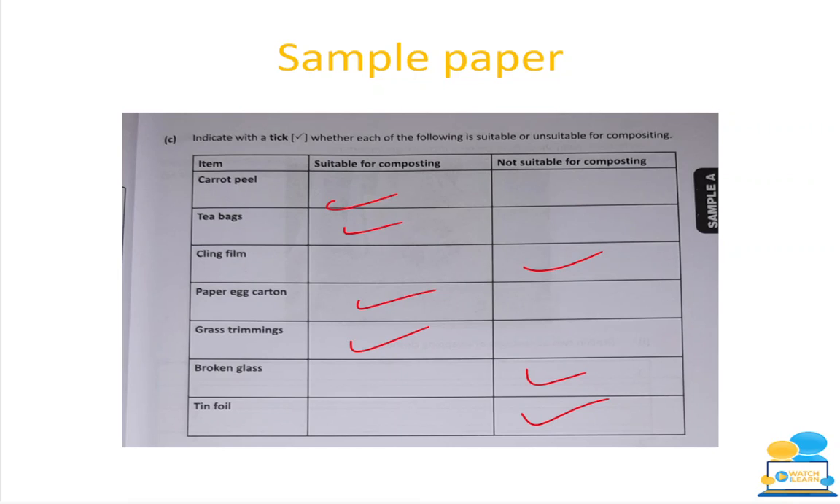You would actually have to have a look at the box and see if they are, but most of them actually are compostable. Your cling film is not suitable. Paper egg carton, depending on what's in it, it may or may not. Your grass trimmings are. Broken glass is a no, as is tin foil.